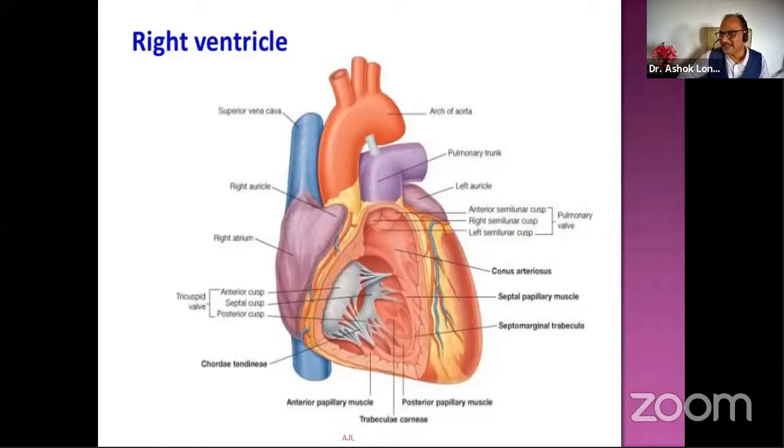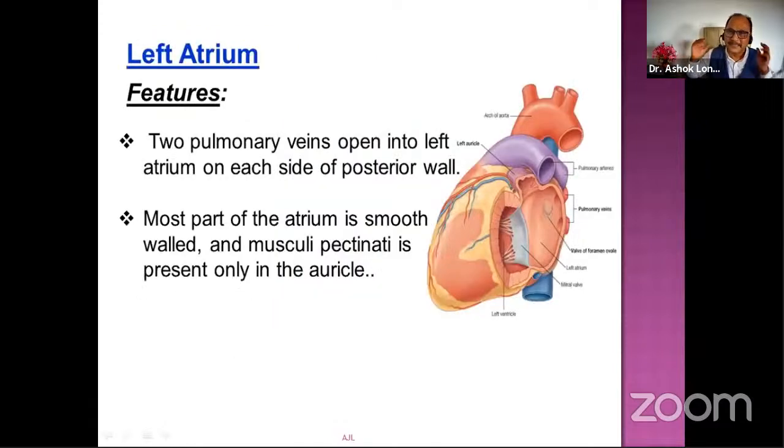So it is necessary. Everybody knows this anatomy, frankly speaking, but I'm just revising it because I'm supposed to talk in detail about this. Then the left atrium, where the two pulmonary veins open into it. Some part of it has musculi pectinati, and most of the part is smooth. And one special thing here is the left auricle. It is a sac-like thing, around 1 inch in length.